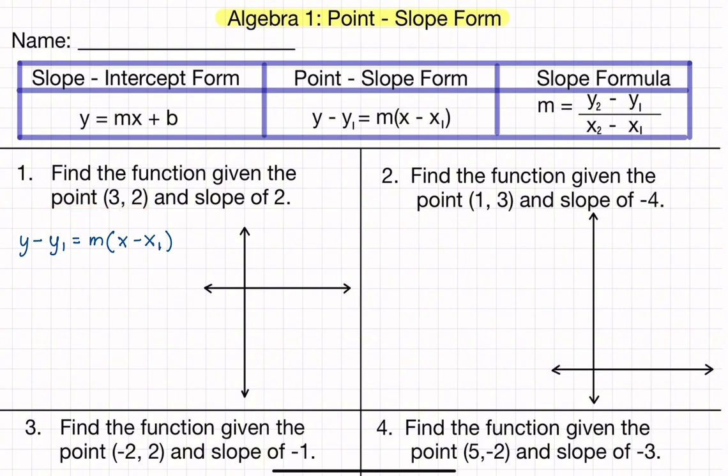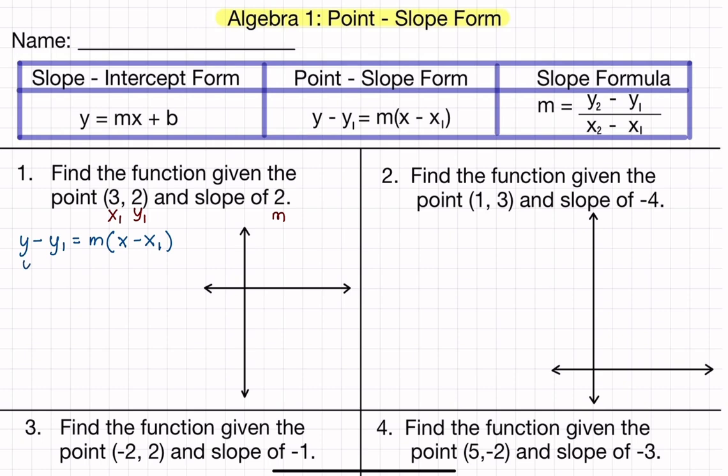So our x sub 1 is 3 and our y sub 1 is 2. And our slope is 2. So this is our m. Okay, now that we already have our m, x sub 1, and y sub 1, we will just substitute it to the formula.